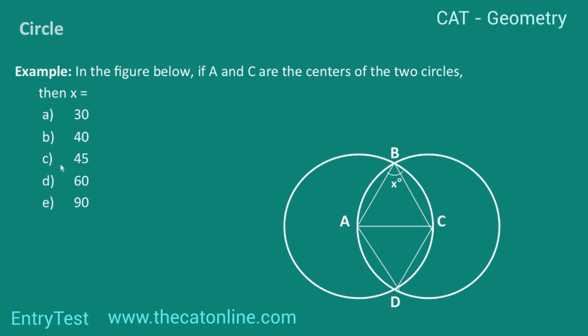Another example, in the figure shown below, if A and C are the centers of the two circles, then X is. Now look at it. A and C are the centers of the circle. So that means this will be equal to the radius. Also, this center joined with the circumference would give you a radius. This center joined with the circumference will give you a radius. This turns out to be an equilateral triangle. And what is the angle of an equilateral triangle? 60 degrees, which is our answer.